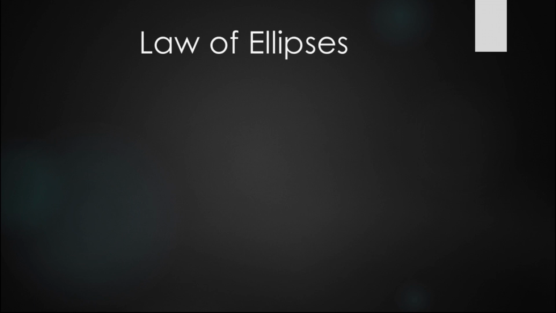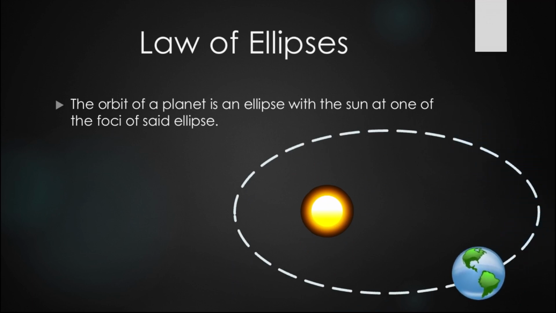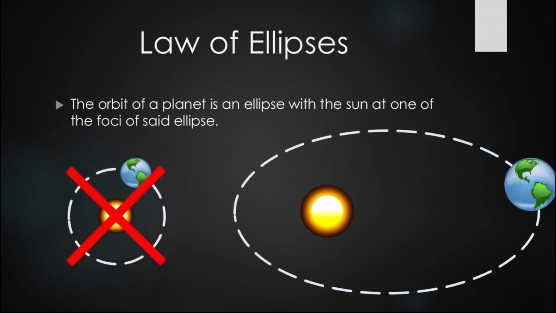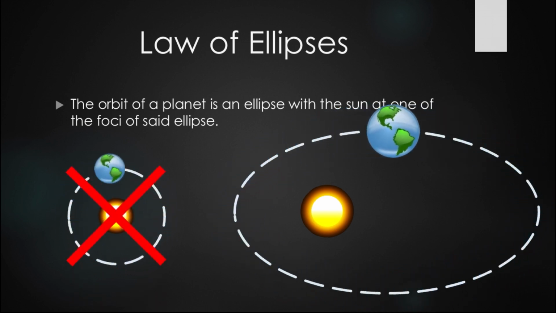The first law of planetary motion is the fairly simple law of ellipses. It states that the orbit of a planet is an ellipse with the sun at one of the foci of said ellipse. That's easy enough. This particular law challenged the long-held belief that planets move in perfect circles.